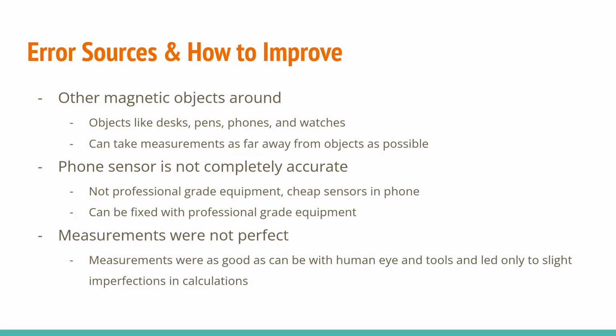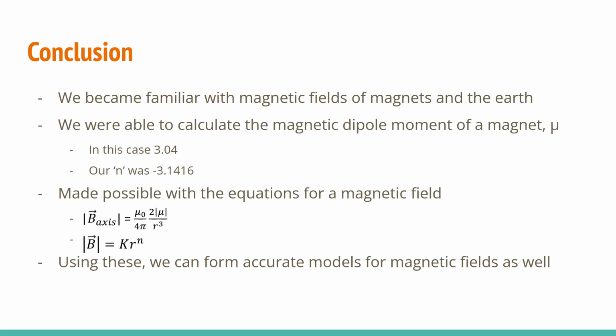Error sources and how to improve. Other magnetic objects around could have caused imperfections in our measurements. These include objects like desks, pens, phones, and watches. We can mitigate this by taking measurements as far away from objects as possible, which is something I tried to do in the experiment. A second error source is that the phone sensor is not completely accurate. It's not professional grade equipment and is a cheap sensor in a phone. This can be fixed with professional grade equipment. And the third error source is measurements are not perfect. They're as good as can be with human eye and tools, which will lead to slight imperfections in calculations, but we still have to account for these.